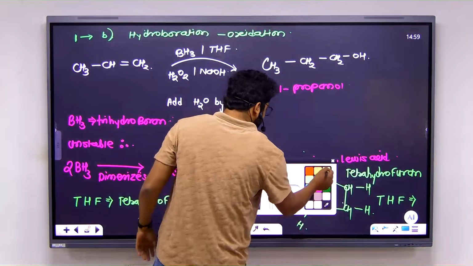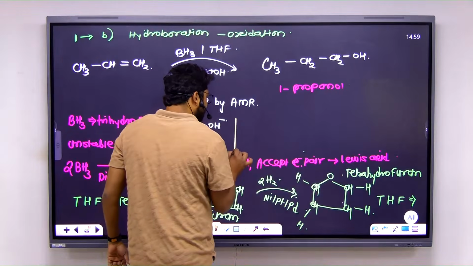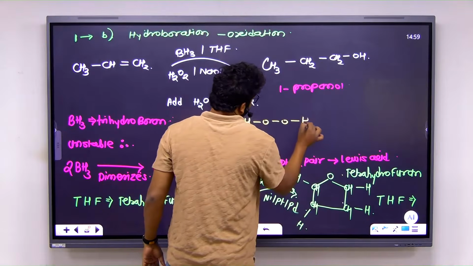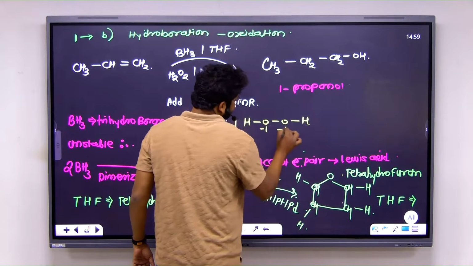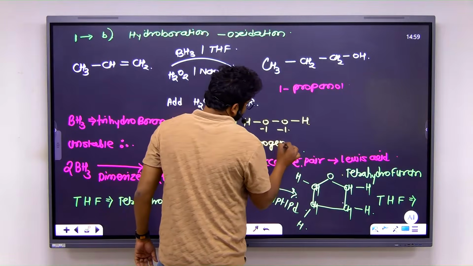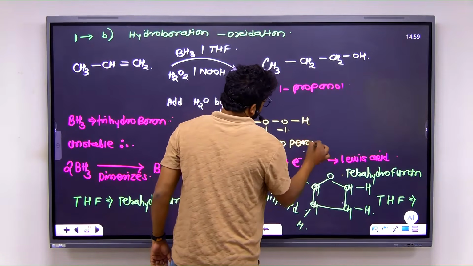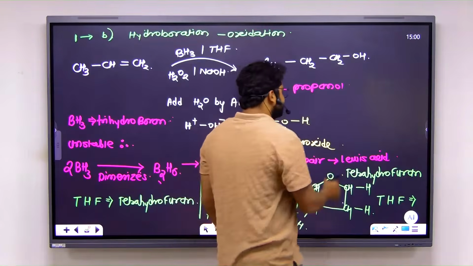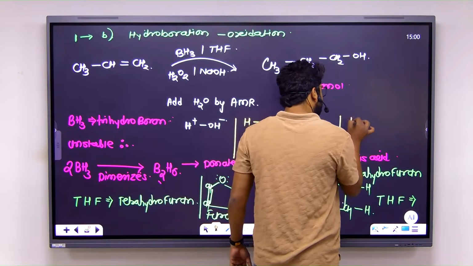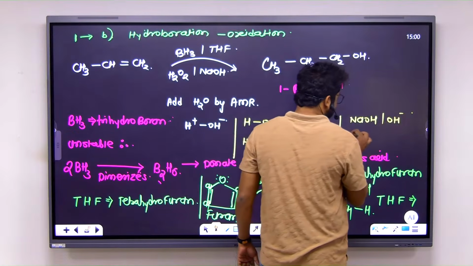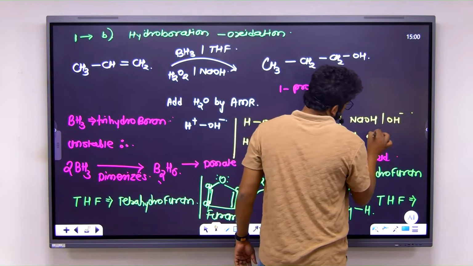Next one is a peroxide. Who has used it here? Peroxide. You know peroxide is? Tell me, who has oxygen? Single bond. It is known as hydrogen peroxide. Okay, and the last guy used here is NaOH or only OH minus. It is your aqueous alkali.